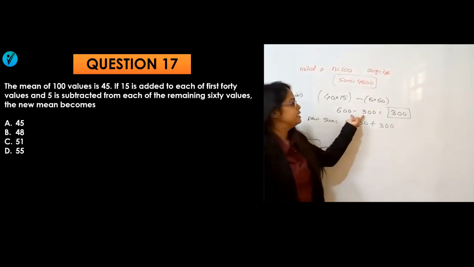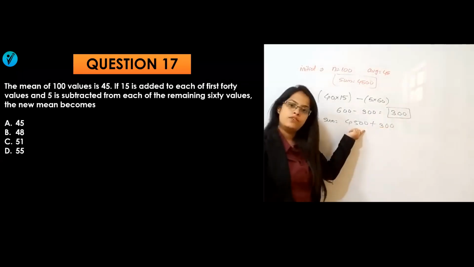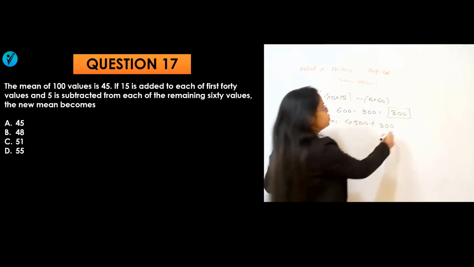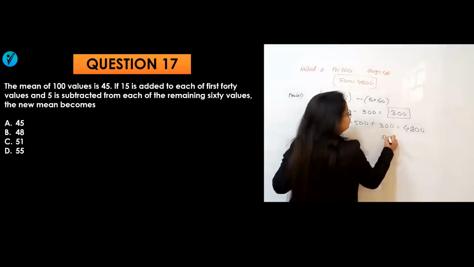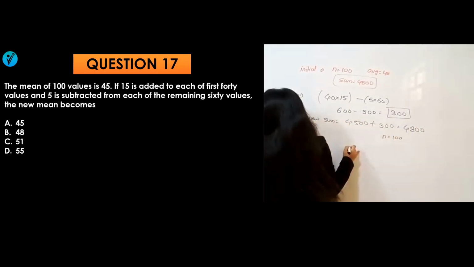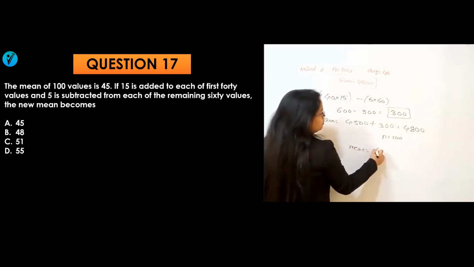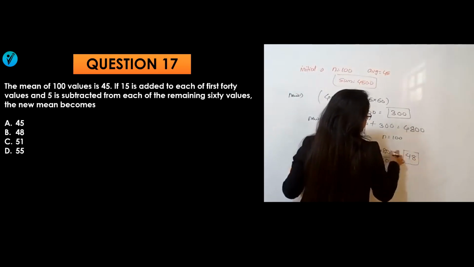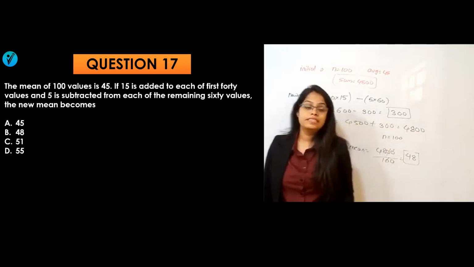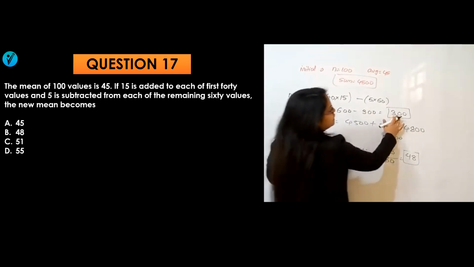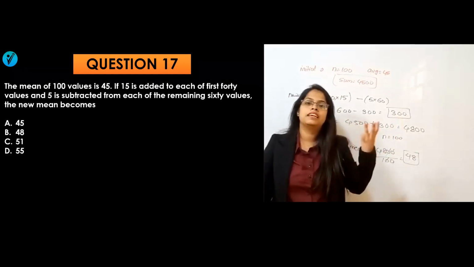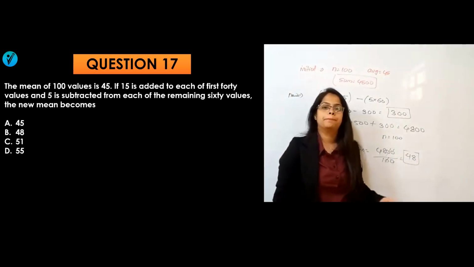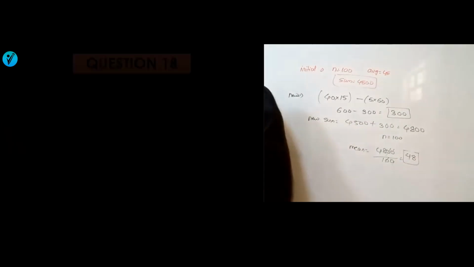Because whatever I am doing, I am changing these things. But this is the fix: this 4500 plus this 40 terms into 15 minus this 5 into 60 terms. So new sum will become 4800 and n was equal to 100 only. So what will be the new average? They are asking you the new mean, which will be 4800 by 100. That means 48. So your answer will be 48. Or you can simply see, 300 is changing for the 100 people, which means it has changed by 3. 45 plus 3 will be equal to 48. So your answer will be option number A. Okay. Now let's go for the next question.